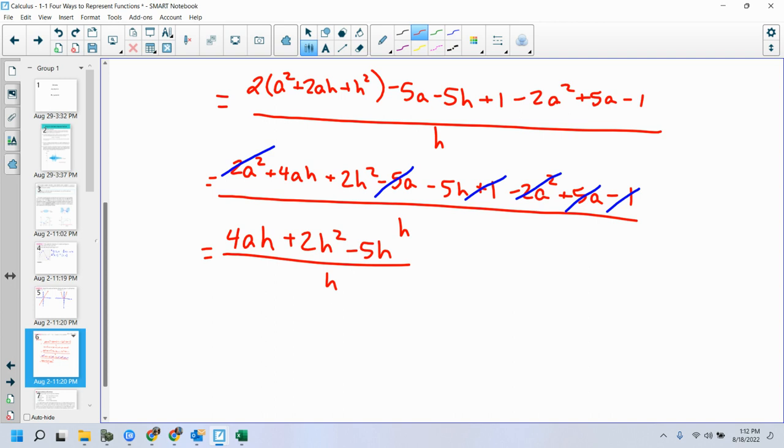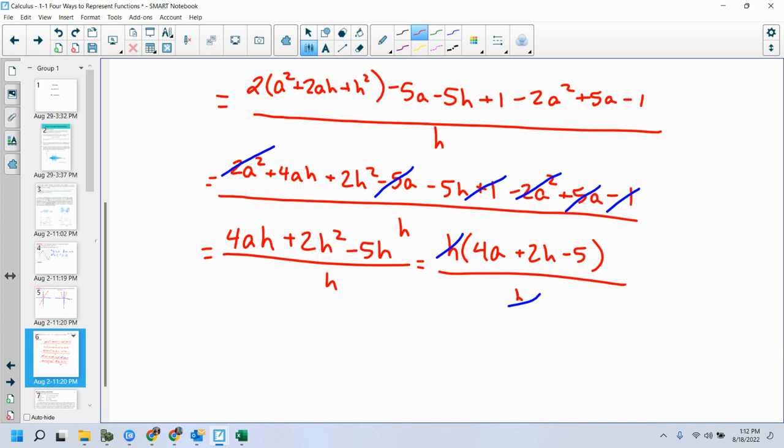What next can I do? Cancel the h, right? I could essentially, just to show the intermediate step here, factor out an h from the entire numerator to leave a 4a plus 2h minus 5, all divided by h, and then we can see that, yes, it does indeed cancel. But remember, if every member of the numerator has a value in the denominator, you can cancel it out.